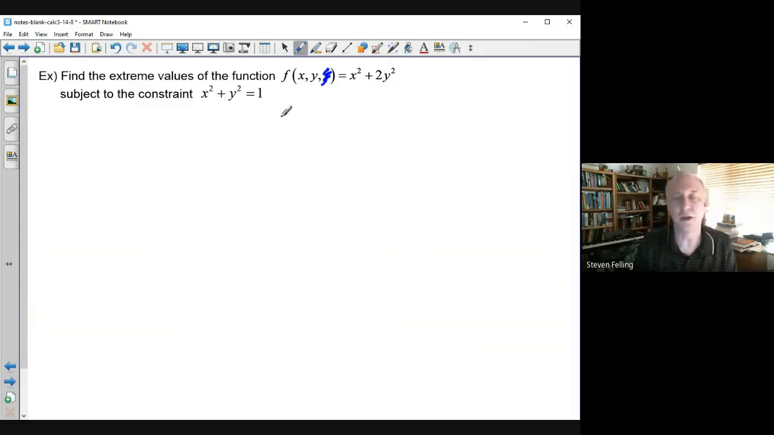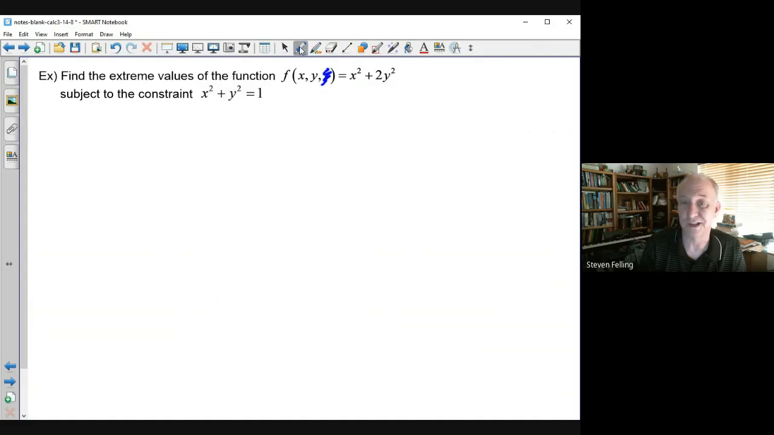Okay, and then I'm going to say, all right, so we've got a surface above the xy plane, and I would like to find the extreme values, so both the max and the min value of this function, right? But instead of allowing any xy pair, I'm only going to allow xy pairs that make this constraint true, basically that they're on a circle.